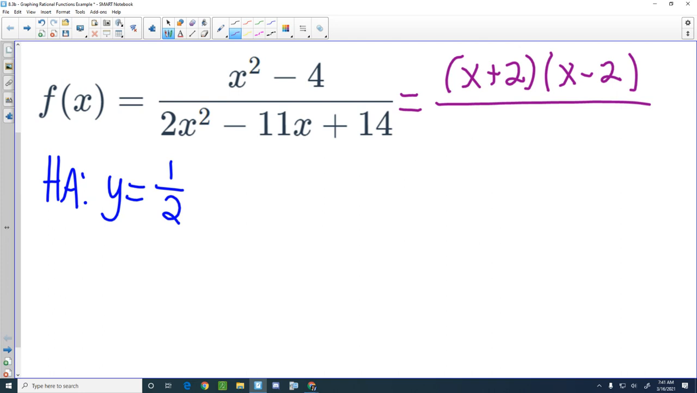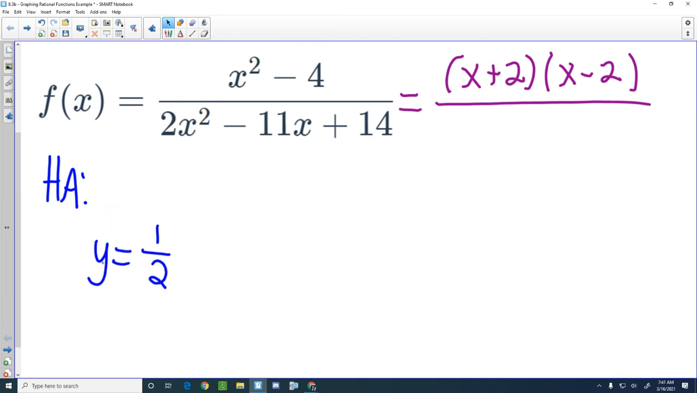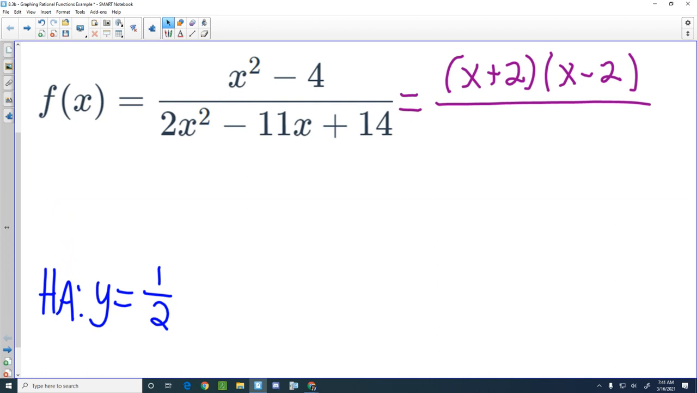The denominator, however, has this coefficient in front, that 2 for a, which means I can't factor it in the easy way, right? That reverse FOIL, the what multiplies to c and adds to b. Instead, we have to use this longer 5-step factoring method that I've shown you a lot. And so the way that it works is you take a and c, and you multiply those two numbers together.